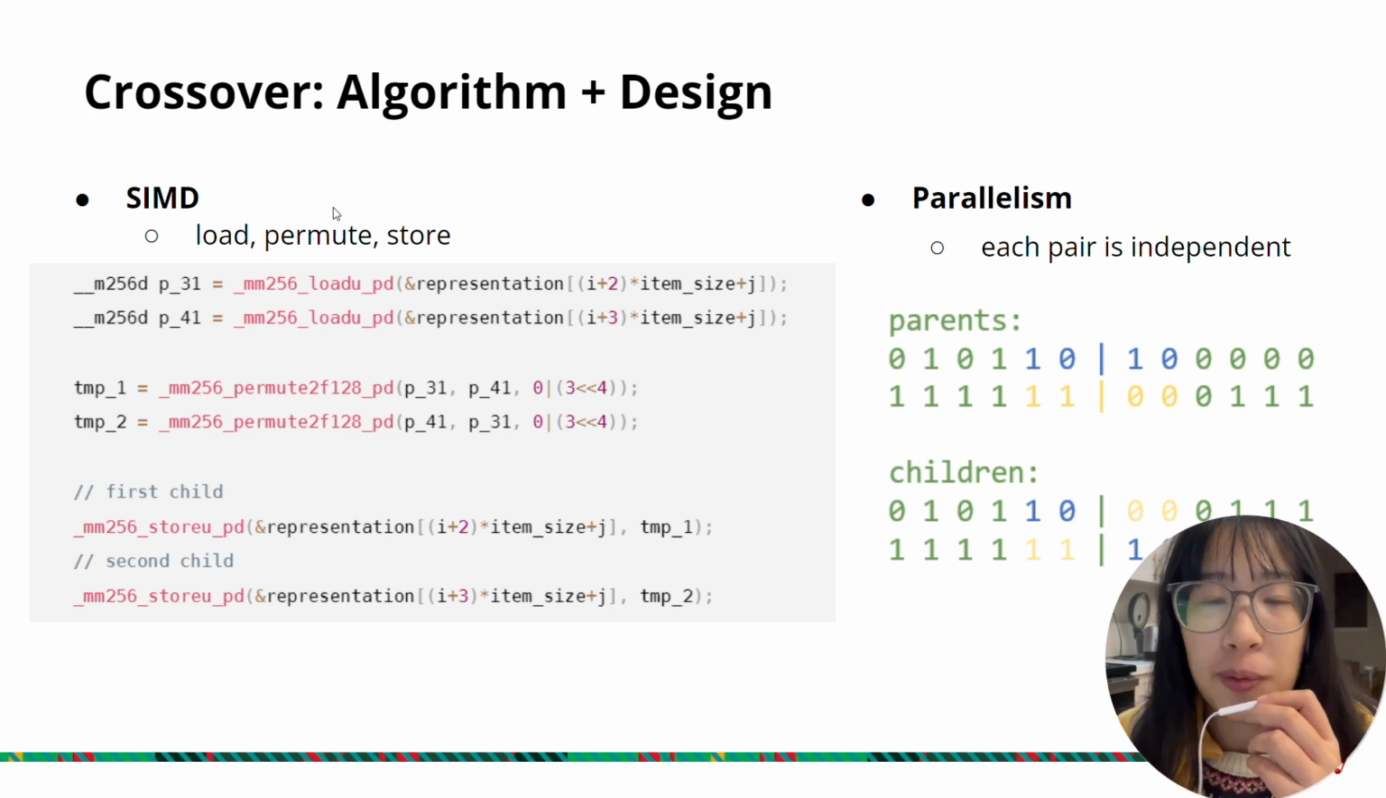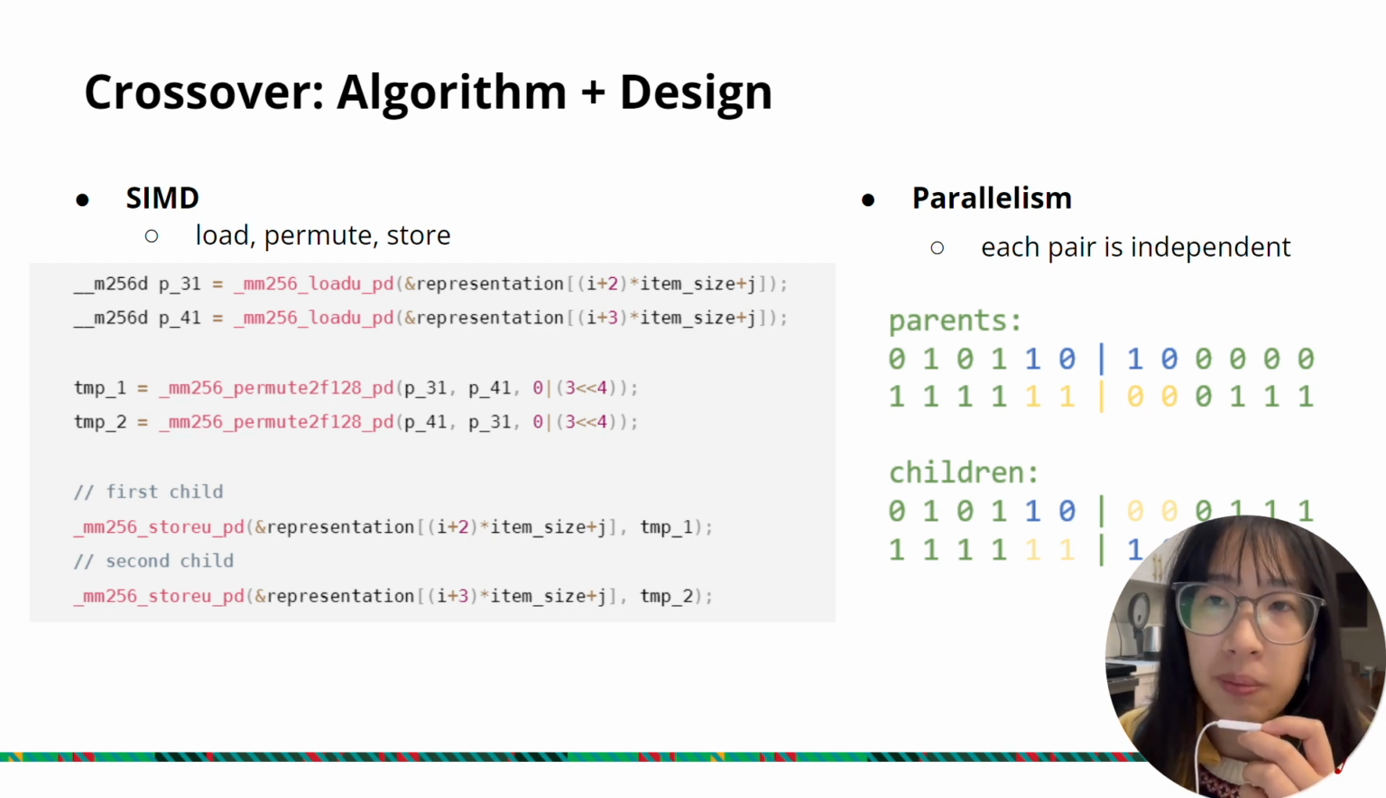The crossover operation means to exchange some part between two parents' individual representation, and here we use SIMD permute to achieve that. From the code you can see first we load a pair of parents and then we do permute and then load and store them back.